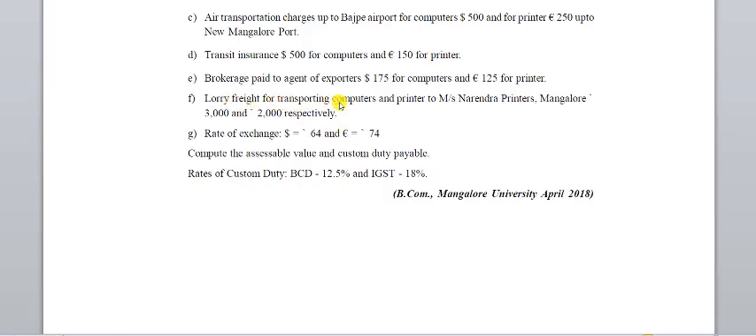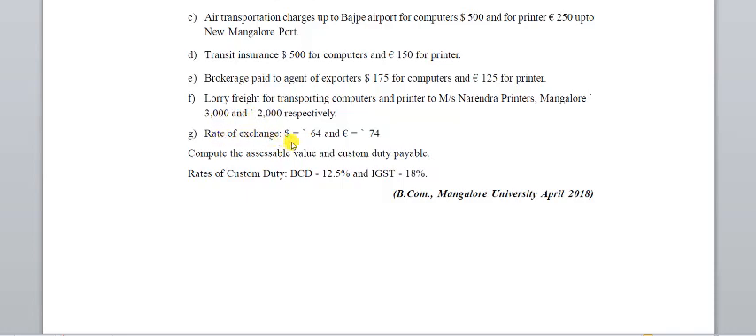Lorry freight for transporting computers and printer to Messrs. Narendra Printers Mangalore 3000 and 2000 respectively. Lorry freight means from the port and the airport you have collected the goods and then you have brought it to the factory. Will this be taken into account? Yes, you are right. We'll have to ignore this. Why? Because this expense is incurred after the receipt of goods in India, right? Once the customs office clears our goods, after that this expense is incurred. So we will have to ignore this.